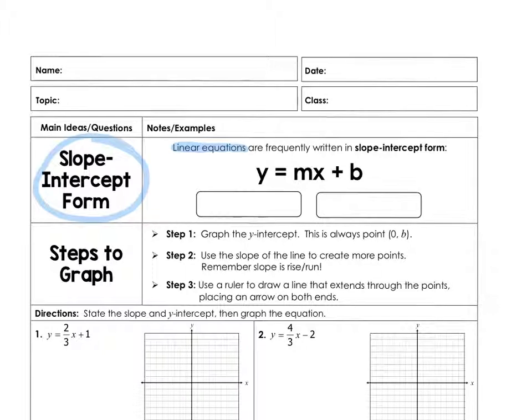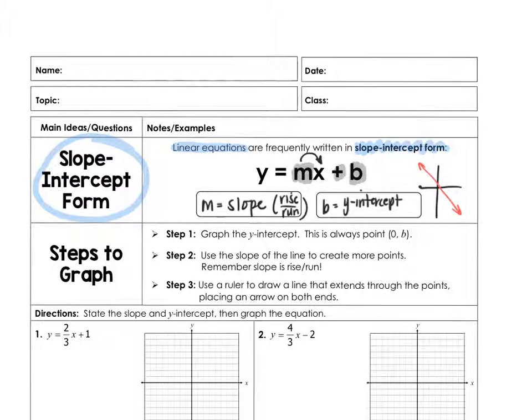So slope-intercept form is y equals mx plus b, and the reason why it's called slope-intercept form is because m, the number in front of the x, is the slope of the line, the rise over the run, and b, which is the number that's going to be by itself, okay, b is what's called the y-intercept. And the y-intercept is where the line crosses the y-axis.